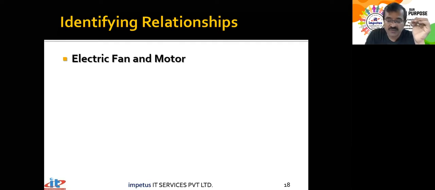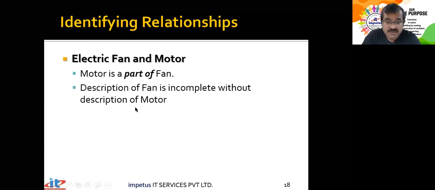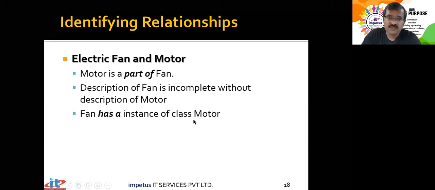The motor is a part of the electric fan. The electric fan has a motor. The description of the fan is incomplete without the description of the motor. And so the fan has an instance of class motor. So there is a motor installed inside a fan. While you describe a class fan, you will say a motor, this motor, that motor, whatever motor it may be. So it's a class object relationship, that's for sure.